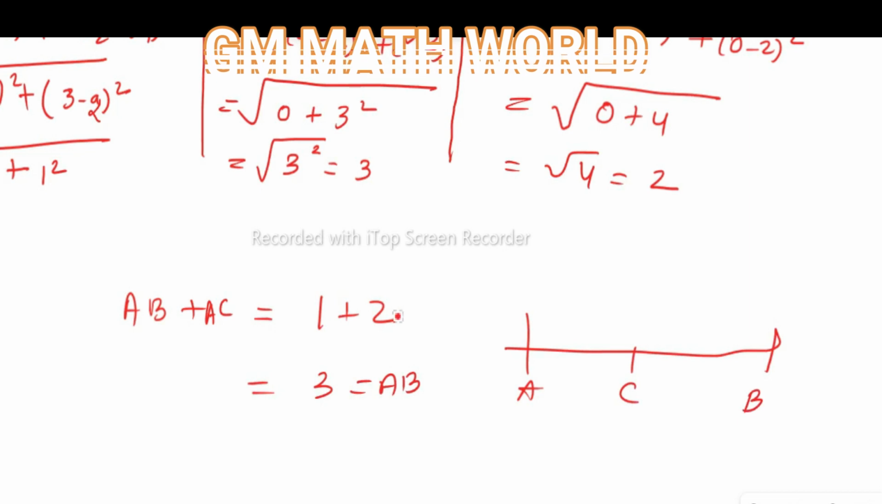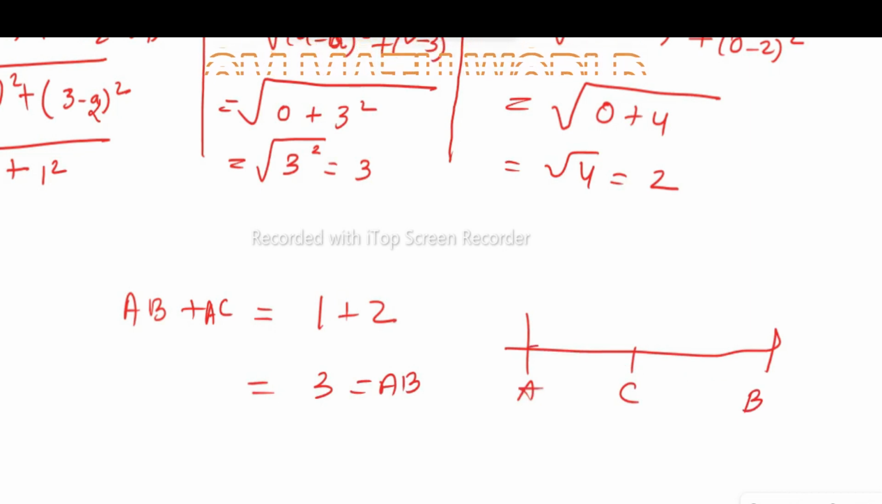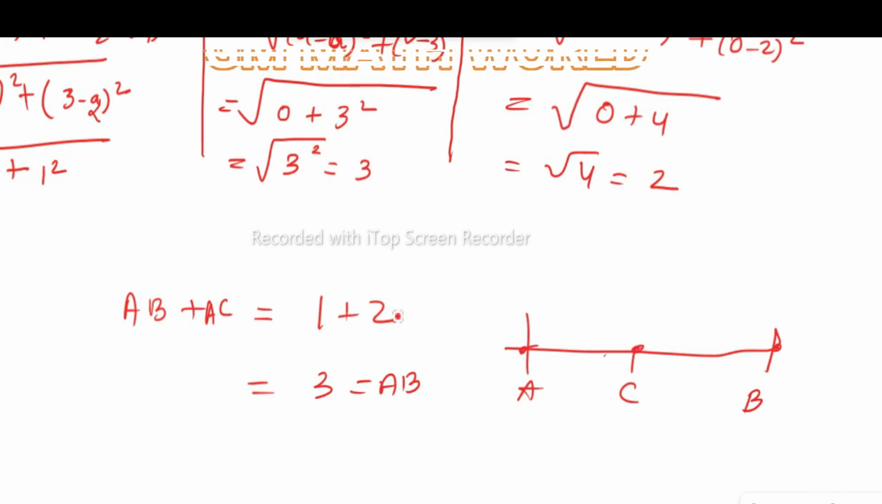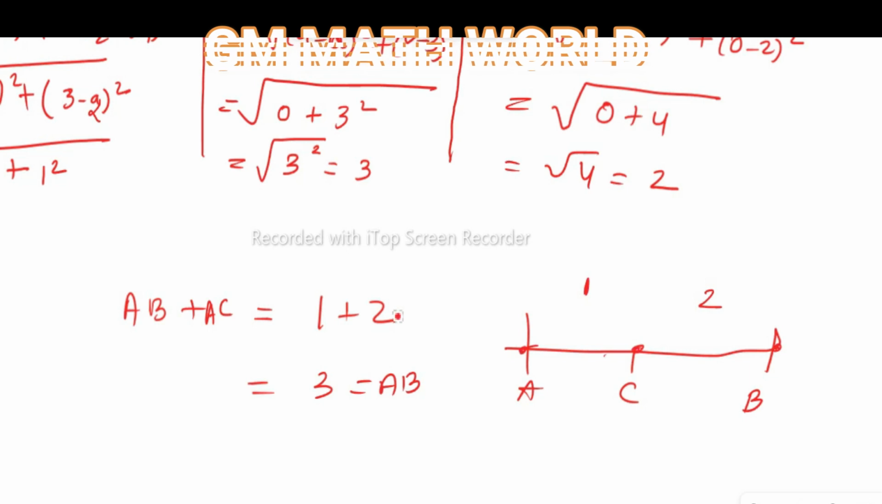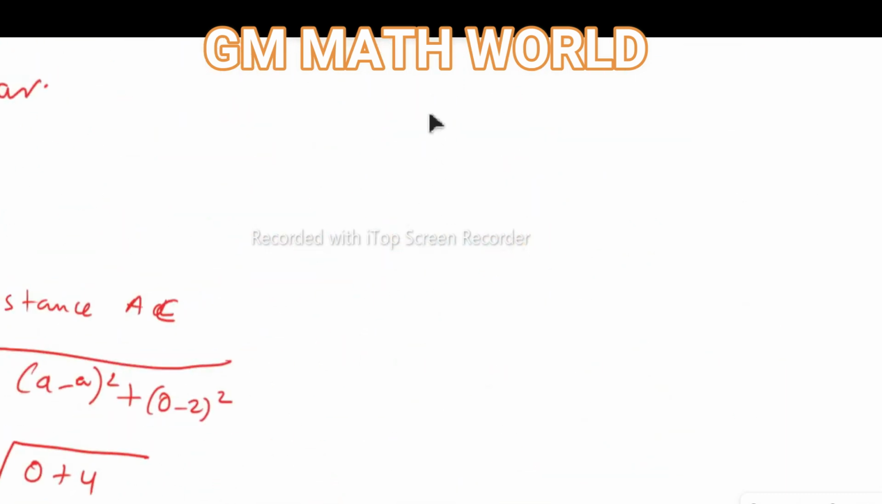Here we will find that AB and AC are 1 and 2, and therefore AB plus AC is 1 plus 2, which is equal to 3, which is BC. Here we found that C is between A and B. So AC plus BC will give AB, therefore the points are collinear, we can say. Hence the points are collinear.